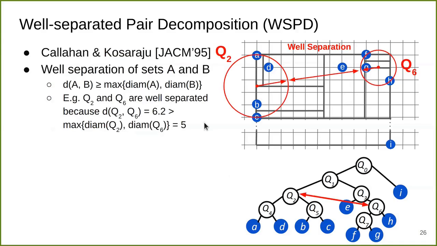With this fair split tree, I'm going to define well-separation. I'm going to use the notion of point set and tree node interchangeably. In my example, I'm going to use nodes Q2 and Q6, which contain leaf nodes A, D, B, C and leaf nodes F, G, H. I visualize the two point sets representing them on the 2D diagram. We say that these two point sets are well separated if the distance between their bounding spheres is large enough with respect to the sizes of these two spheres. A well-separated pair decomposition is a collection of such pairs in the fair split tree that we construct.